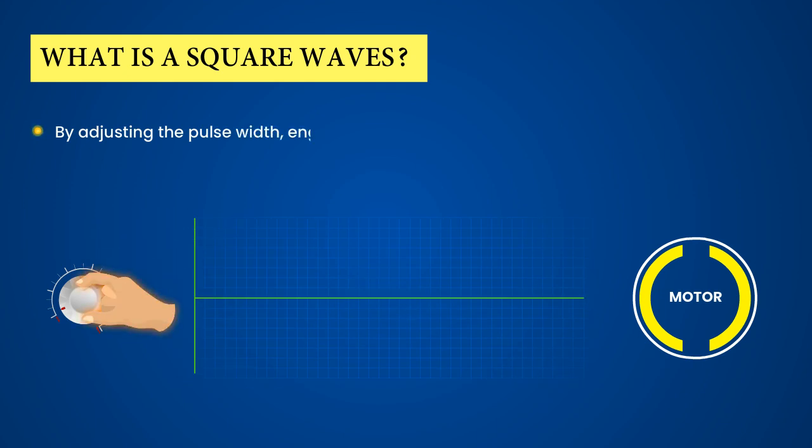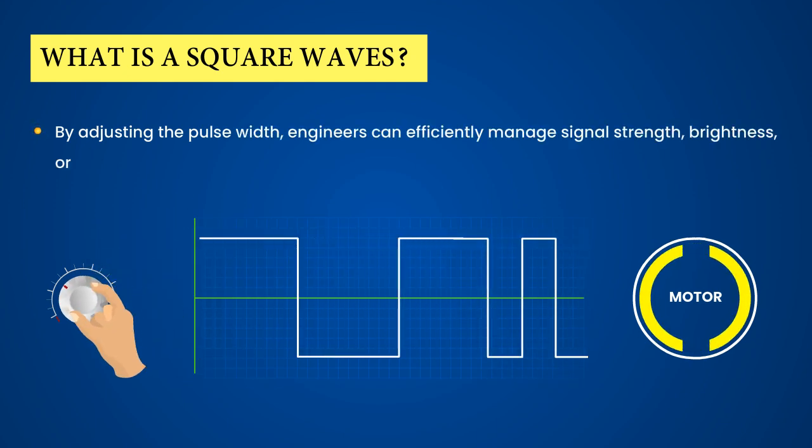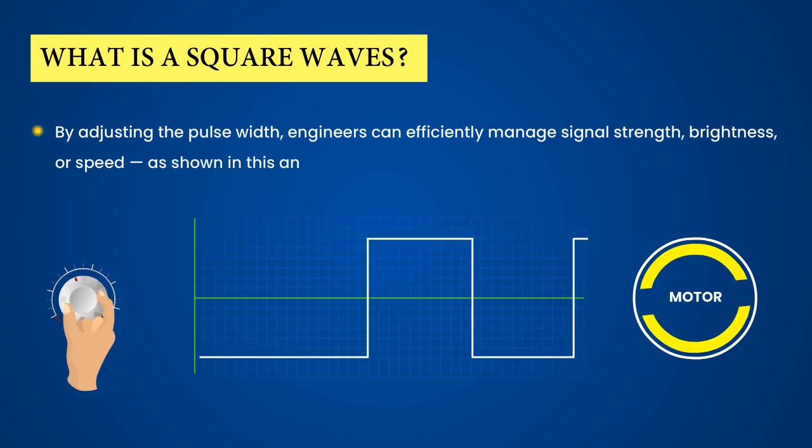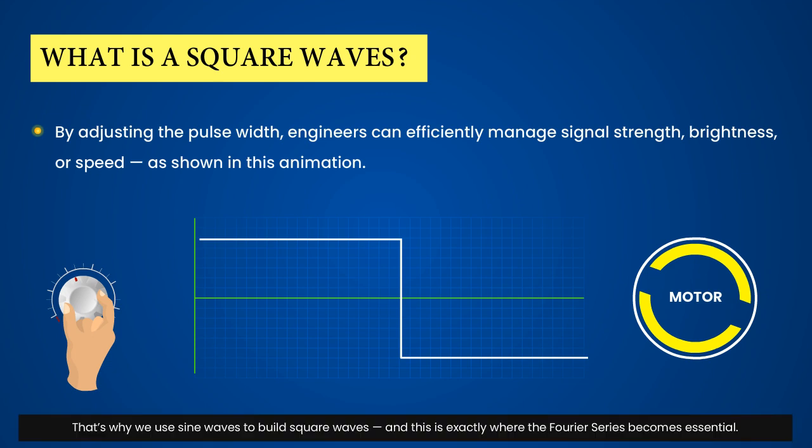By adjusting the pulse width, engineers can efficiently manage signal strength, brightness, or speed, as shown in this animation. That's why we use sine waves to build square waves, and this is exactly where the Fourier series becomes essential.